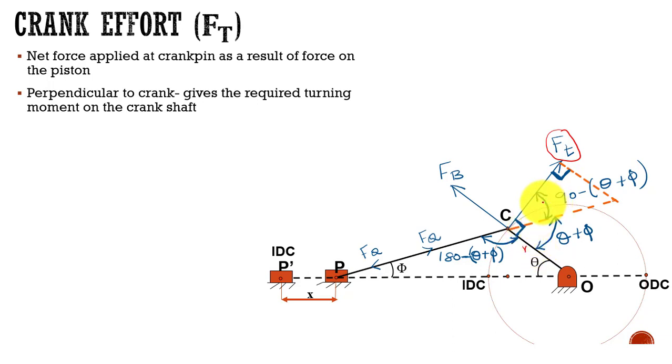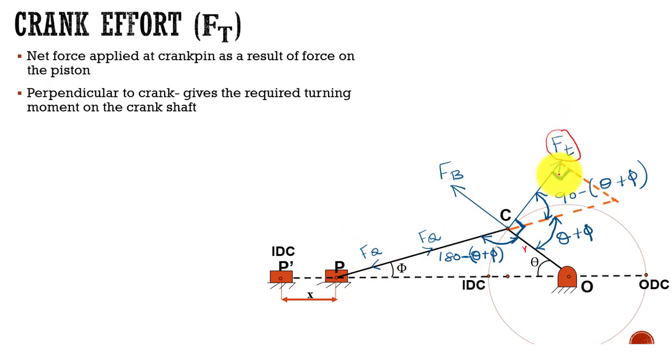So before finding the turning moment, which is our ultimate aim, what is the turning moment on this crankshaft? We must know what the crank effort is, that is Ft. For that, I'll explain this diagram. Here what I have done is I just extended this line. What is that? Fq, because Fq we have already found from the previous calculation.